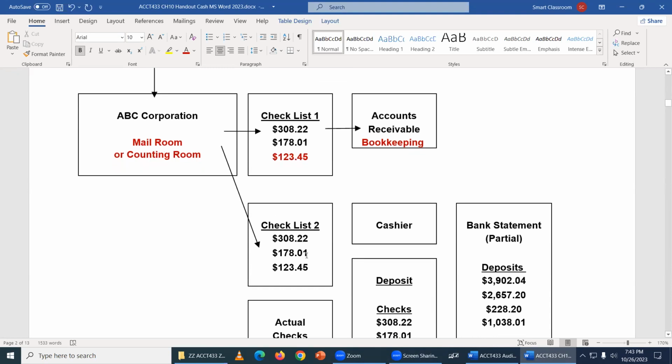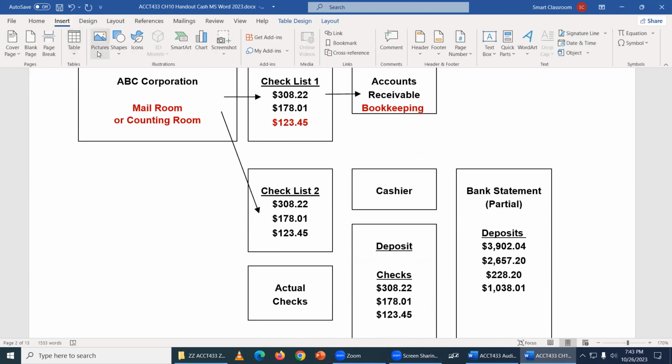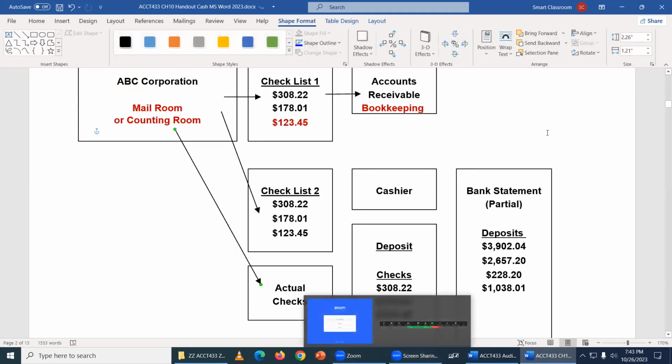They're going to send the checklist to the cashier, whoever handles the cash. And we're also going to send them the actual checks.